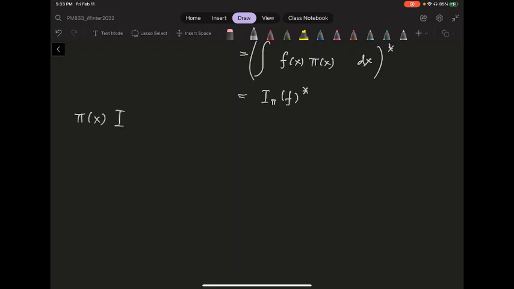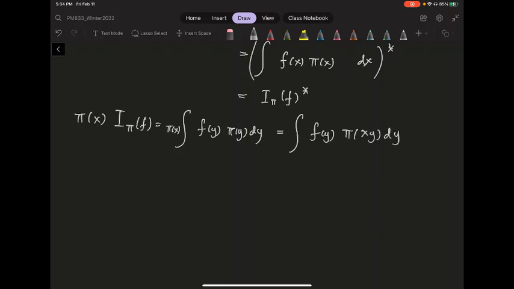If I apply pi x on the left to I pi of f, this is going to equal the integral of f of y, with pi x outside first, and then pi y dy. Pi is a homomorphism, so you can move everything inside. F is a scalar, so you can commute it to the other side. So this is the integral of f of y, pi of xy dy, and you use the left translation invariance to cancel out the xy part and make it into a y, so you end up with f of x inverse y here, and then you have pi y dy.